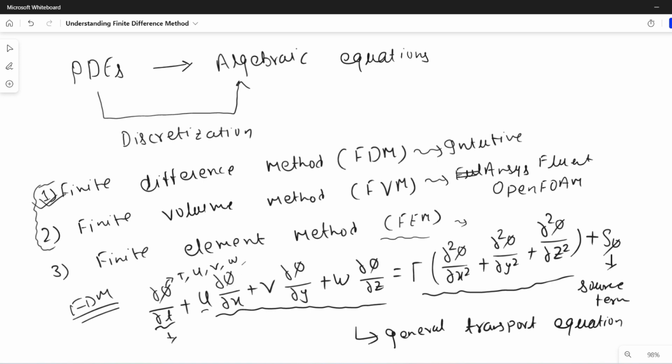Now suppose somehow we know these values: we know the value of velocities, we know the value of diffusion constant, we know the value of source term. Now the challenge is to obtain the values for these differential terms, ∂φ/∂t, ∂φ/∂x, and ∂²φ/∂x², and all these terms. So we will use the technique of finite difference method to get to these values.